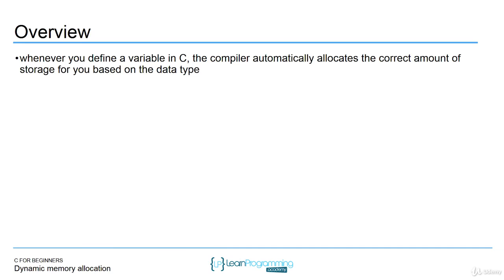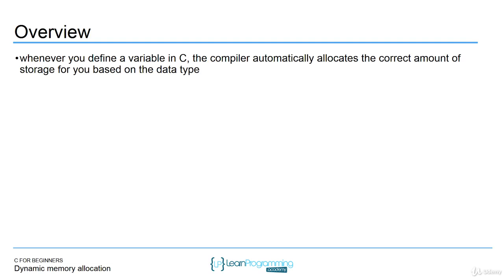storage for you based on the data type. We've seen this throughout. When we create integers, floats, doubles, we don't have to allocate any memory. The compiler does it for you. It actually allocates the memory. Same goes for pointers, by the way. When you create a pointer, memory is allocated for you so that it stores a pointer type, an address. Now that doesn't mean that memory is allocated for that address.